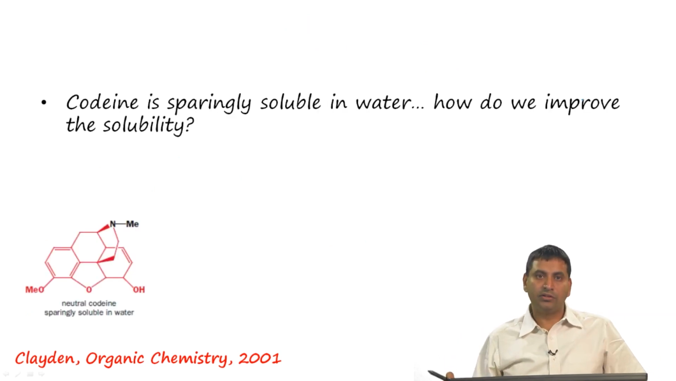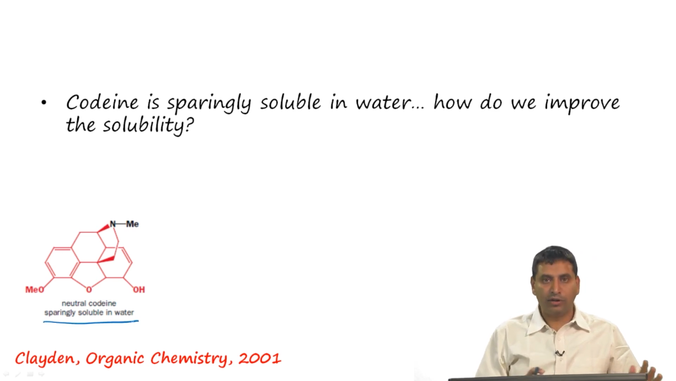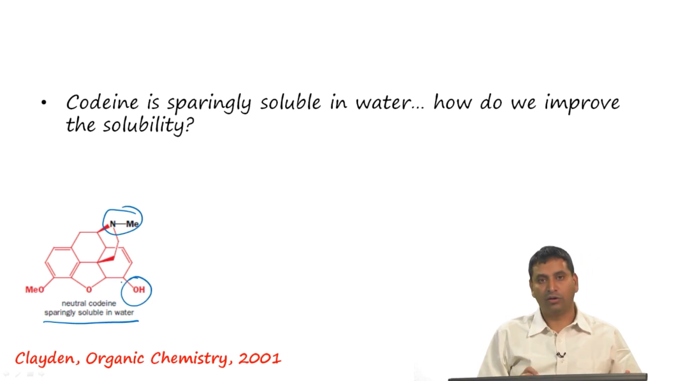So, the next question is, codeine is sparingly soluble in water, how can we improve the solubility? Codeine is this molecule that is shown here. It looks very complicated, but an important functional group here is the amine, the other one is a phenol. The others are not really going to contribute to acid base.